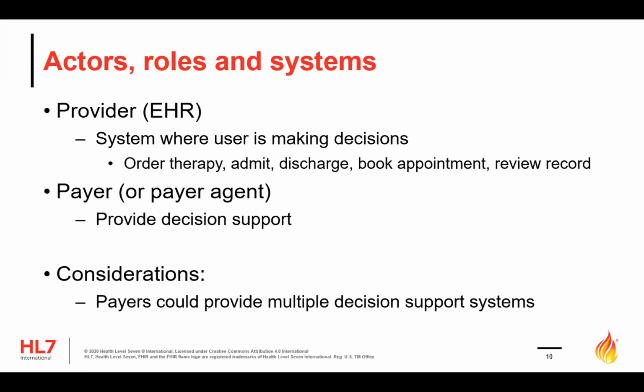And the second system is either the payer system or the payer agent. It's possible that it might be a third-party system that the payer provides access to relevant information. And with that, that's all we need for the flow. A given payer may have multiple decision support systems. And of course, EHRs can have multiple systems as well. So you might have one system for ordering labs and a different system for ordering drugs. We don't necessarily care about that. All that matters is that there's a clinical system that needs to get decision support information from a payer system.